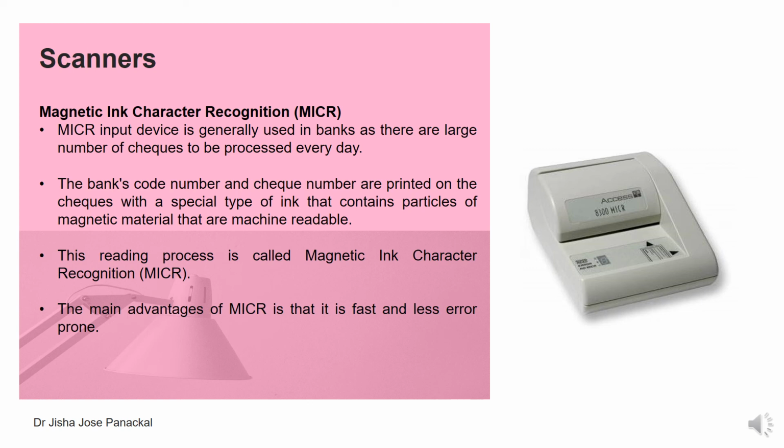So the check numbers are mostly written in a special type of ink which contains magnetic particles, and to read this, magnetic ink character recognition machines are used. This reading process is called magnetic ink character recognition. The main advantages of MICR are that it is fast and less error prone.